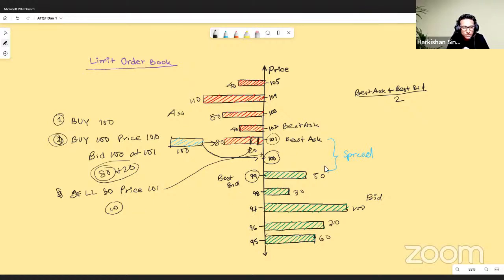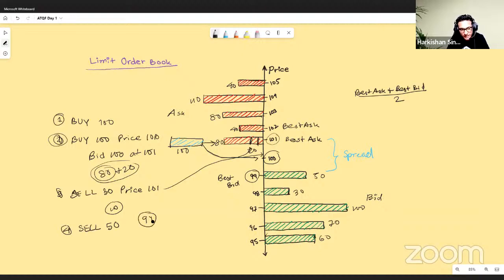So these are just quantities. Now a similar thing will happen at the bid. If a fourth guy comes and says, I want to sell, he places a market order of 50. Those 50 will immediately check, and he'll get the market price of 99.